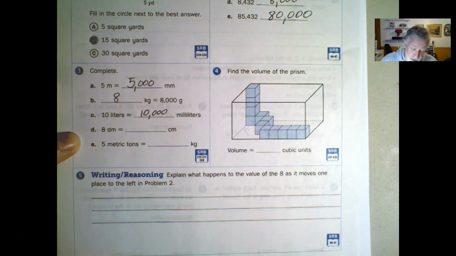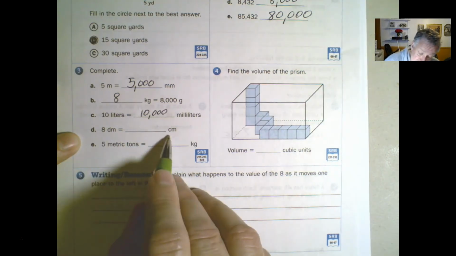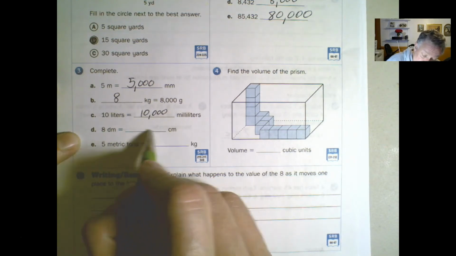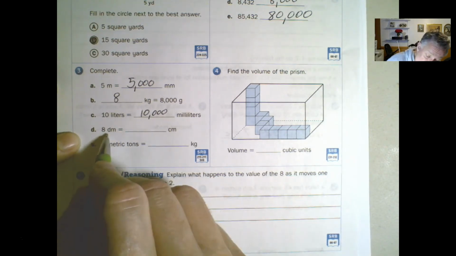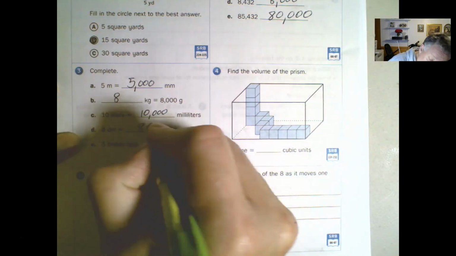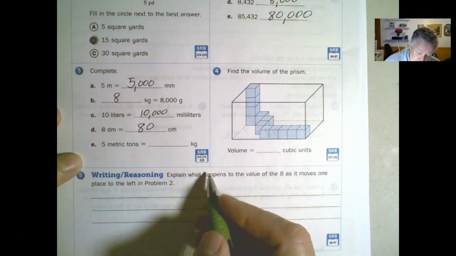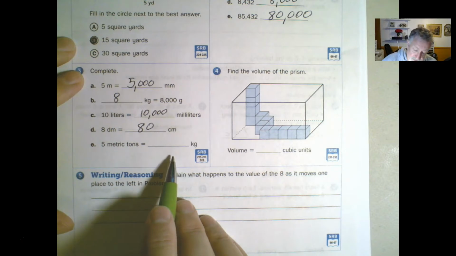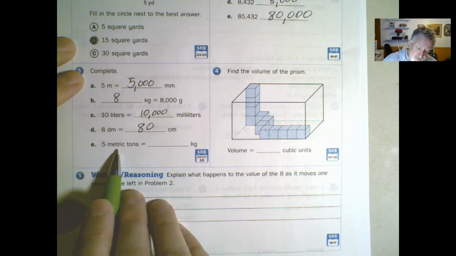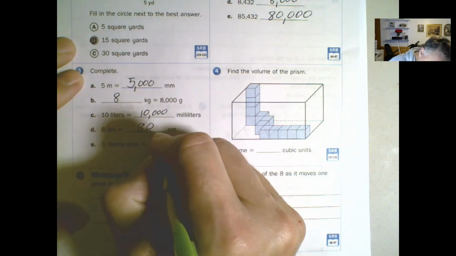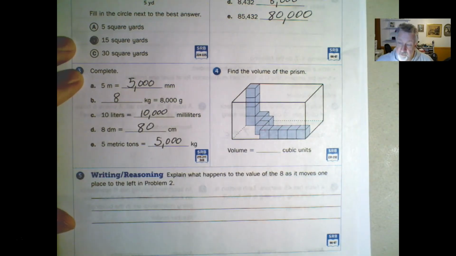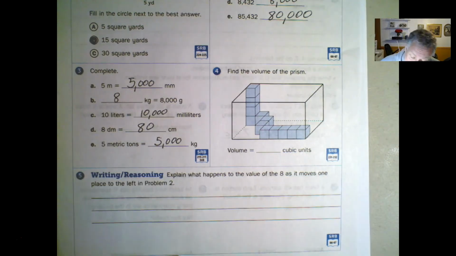10,000. How many decimeters in a centimeter? Well, 10 centimeters is 1 decimeter. So it would take 80 centimeters to make 8 decimeters. And 5 metric tons, convert that into kilograms. And we have 1,000 kilograms per metric ton. So 5 times 1,000, 5,000.